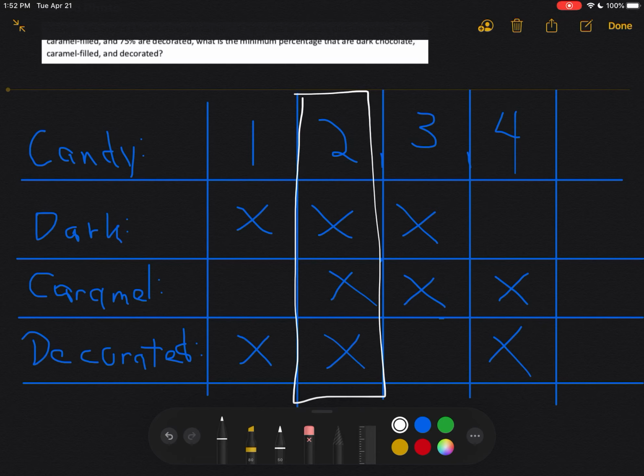And going back to the original problem, if I instead call these each 25%, now I'm back to the original scenario where I don't know how many there are, but I know the percentages. At least 25% have to be all 3 of those things.